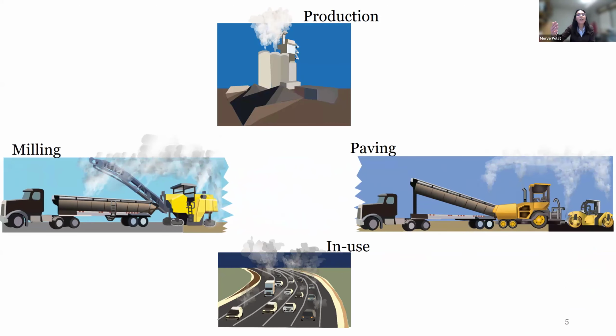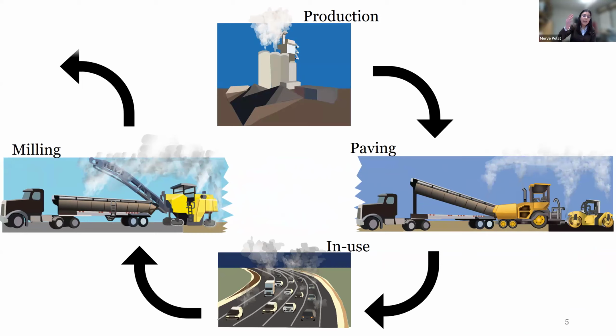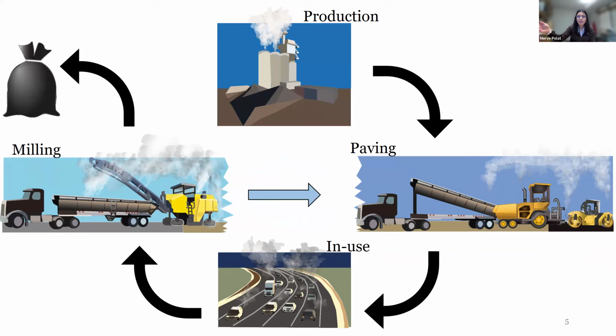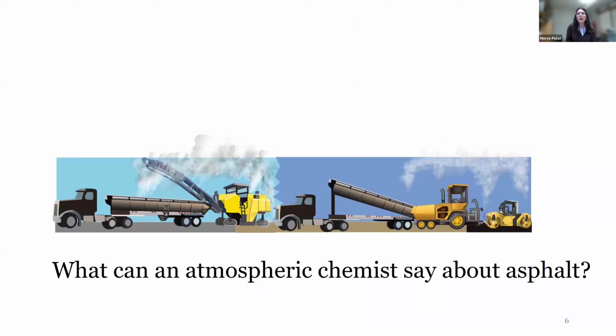So the cycle of asphalt is that you produce it, lay it, use it, and then you take it off and throw it out. That's the main process. When you construct the road, you mill it first, and then you pave it. So you might ask, what can an atmospheric scientist or chemist say about asphalt?